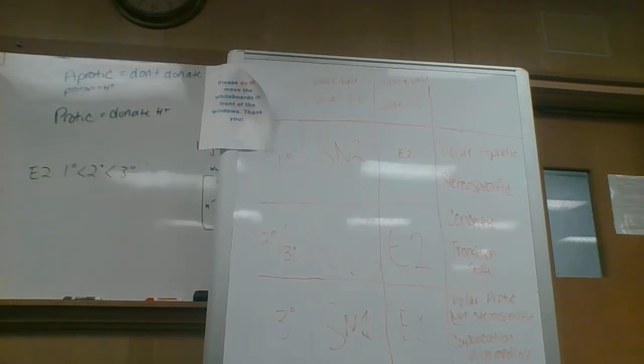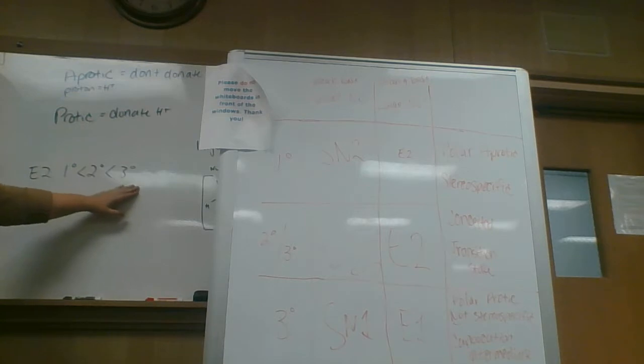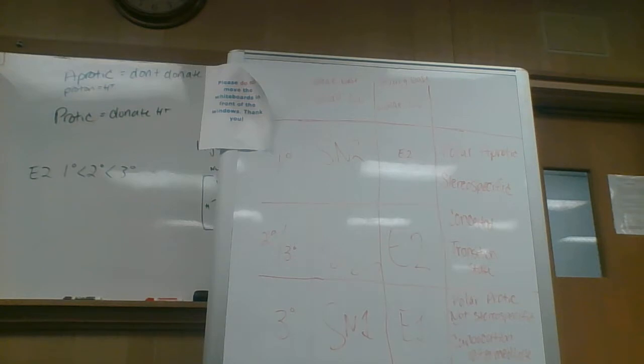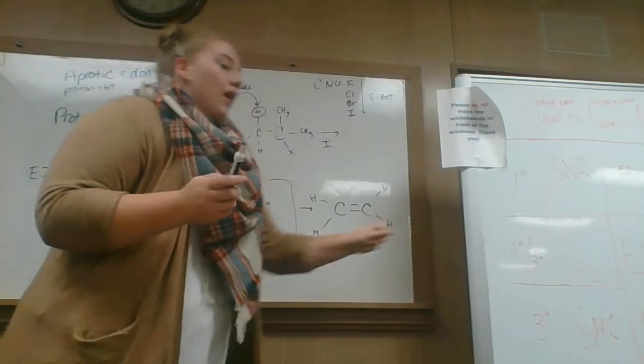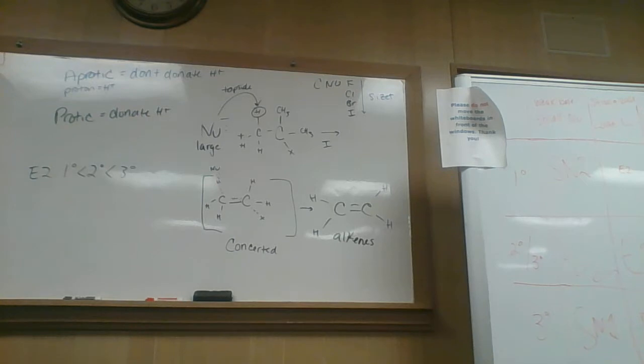I didn't write down the page, but I think if he's going to ask you about E2, it's going to be asking which of these would be favored for that mechanism, and in this case it would be tertiary. But for SN2 and SN1, we're going to talk about how secondary can go one or the other depending on some other characteristics. Sorry, I know it's kind of a confusing answer. Any other questions for E2 before we move on to E1? Okay.